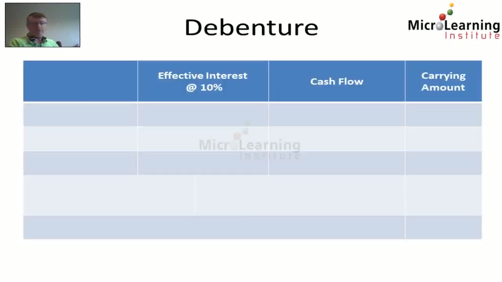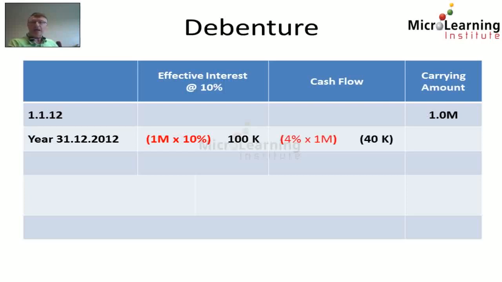Next up, we look at the debenture, and again the debenture is a financial asset, and it is carried using an amortization schedule. So the initial recognition for the debenture on the 1st of January 2012 is 1 million. In the year ended the 31st of December 2012, we recognize interest at the effective interest rate of 10%, which is 100k, and also a cash payment is received to offset that at 4%, which is the actual coupon rate of the debenture. So we receive a cash payment of 40k. The outstanding carrying amount at year end is 1 million plus 100k less 40k, which is 1.06 million.